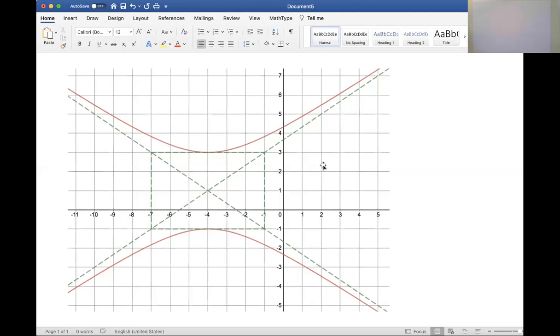We're given this graph, we want to analyze it, and the first question we're going to ask ourselves is, where is the center? Well, here we see this is where the two asymptotes intersect, halfway between the two vertices, and it looks like it is at -4, 1. So that's the first thing that we're going to answer.